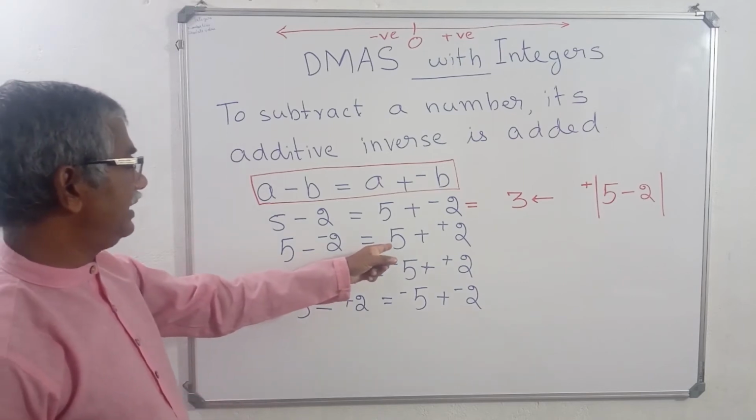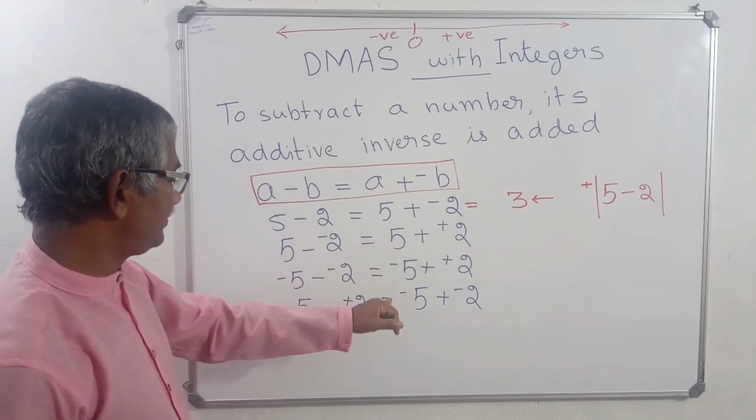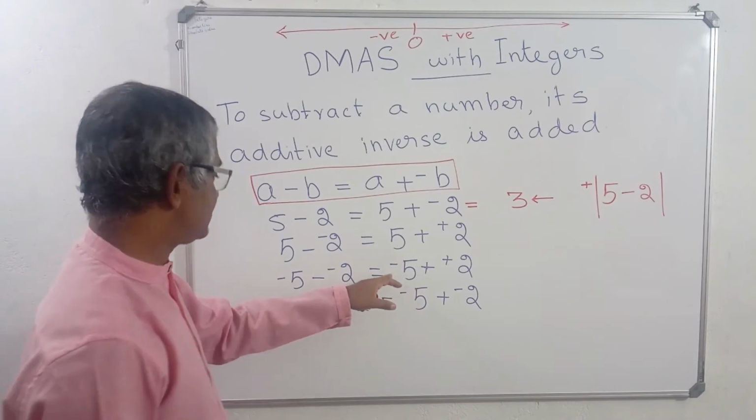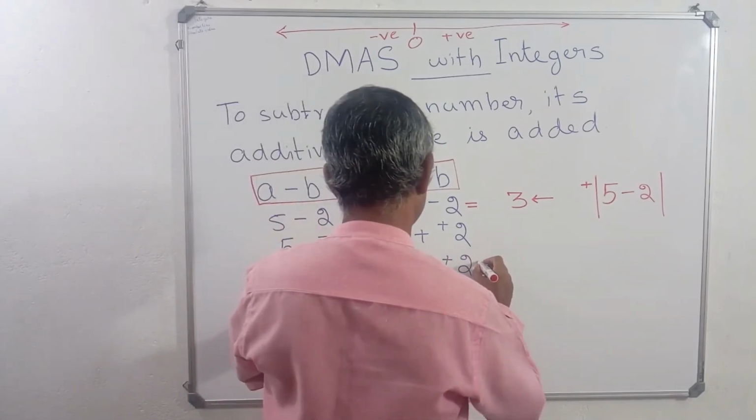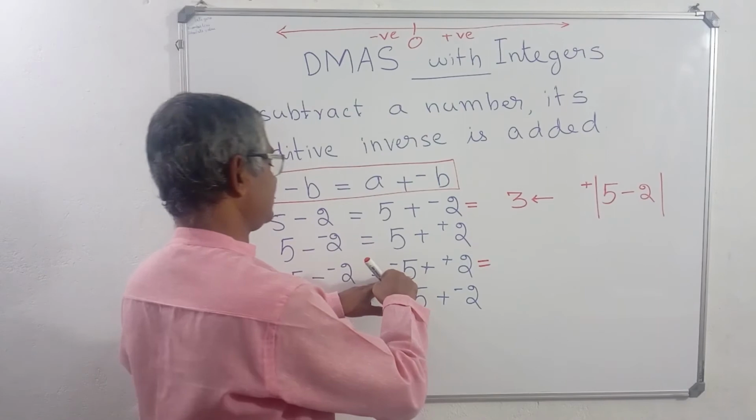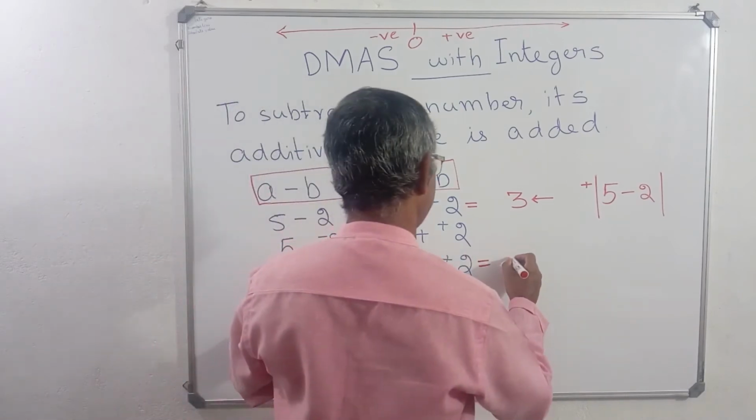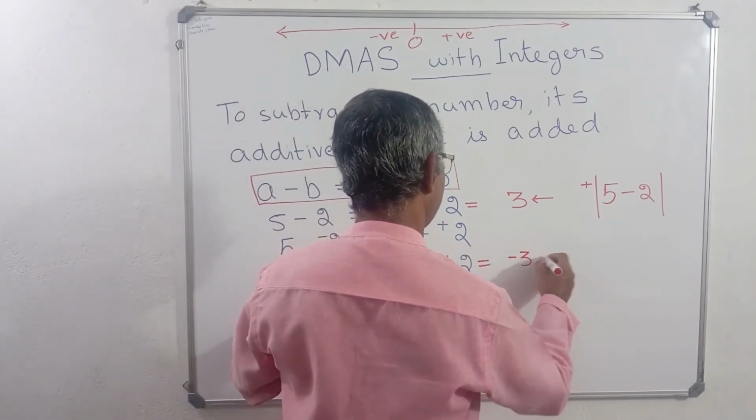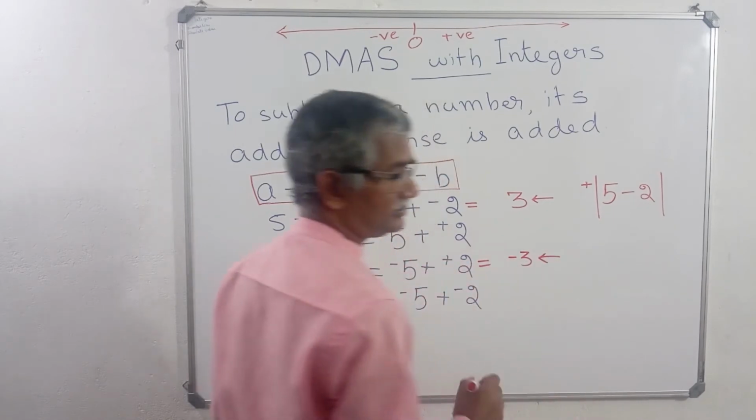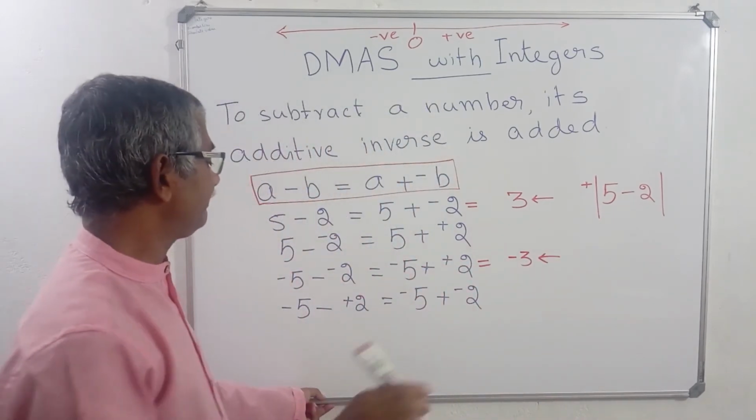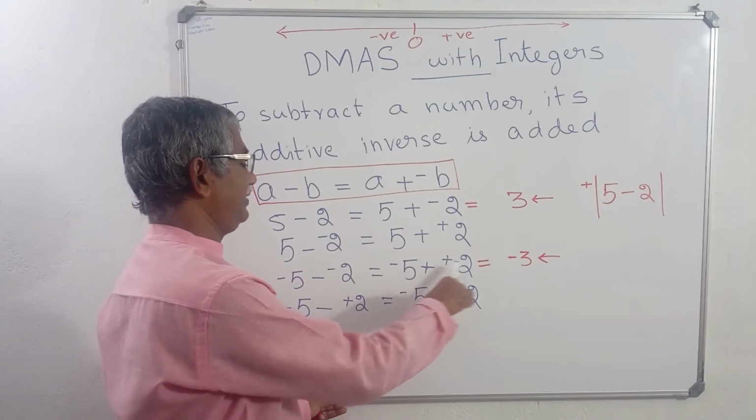Again, considering a negative number and a positive number. Where is it? This one. Here 5 less, 2 more. The answer will be negative 3. How can we calculate it? Listen carefully. Taking the difference of 5 and 2.